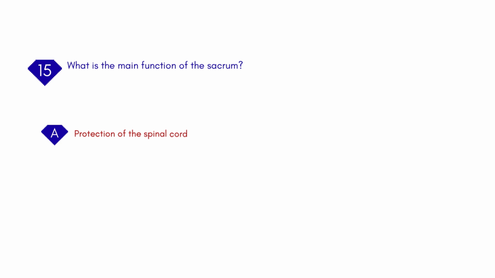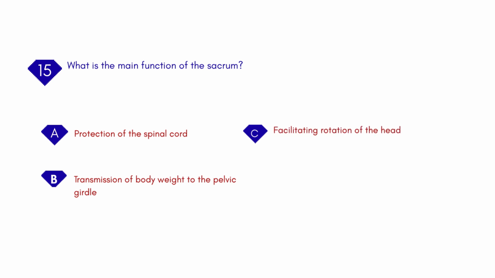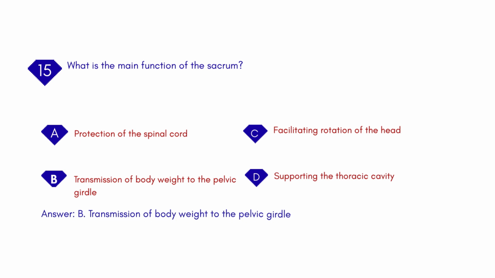What is the main function of the sacrum? A. Protection of the spinal cord. B. Transmission of body weight to the pelvic girdle. C. Facilitating rotation of the head. D. Supporting the thoracic cavity. Answer: B. Transmission of body weight to the pelvic girdle.